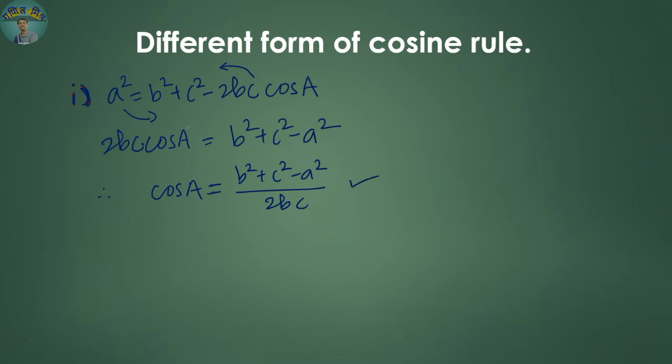You can express the same statement in the form cos A is equal to B square plus C square minus A square upon 2BC. Or you can represent another statement as cos B is equal to C square plus A square minus B square upon 2CA.